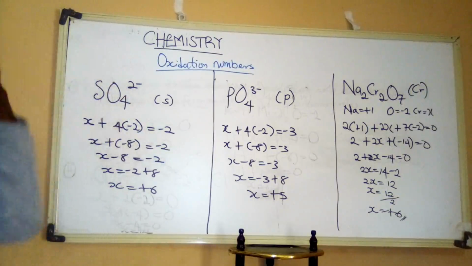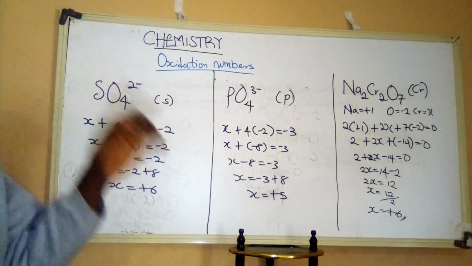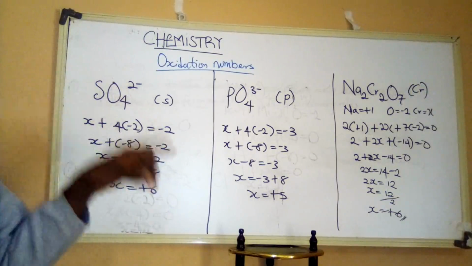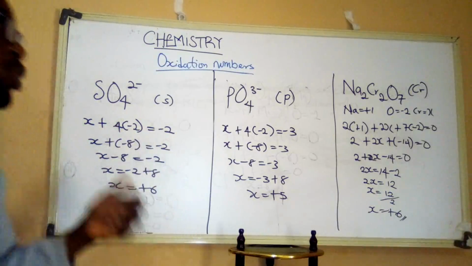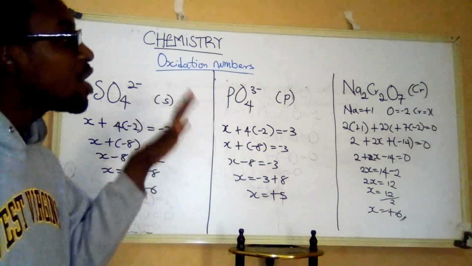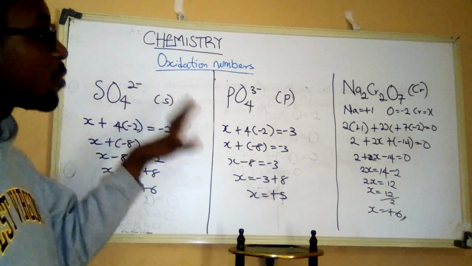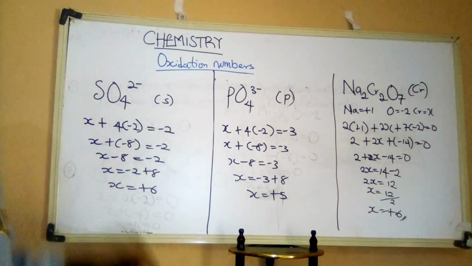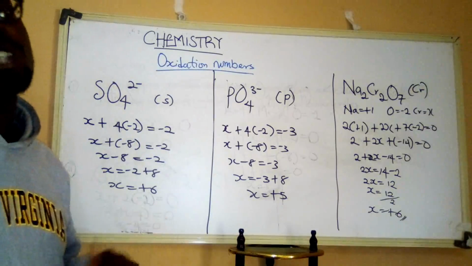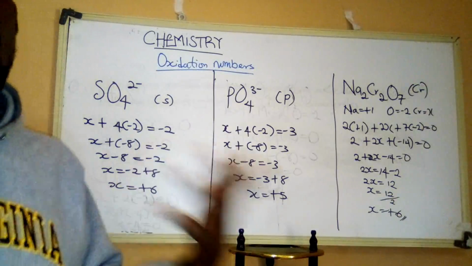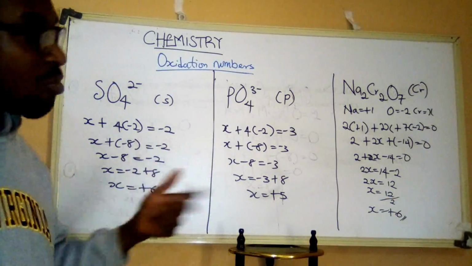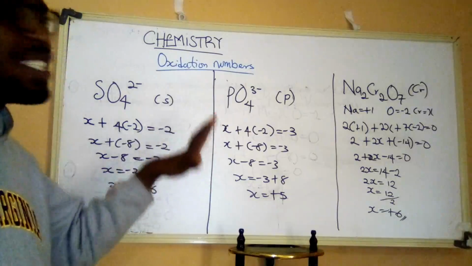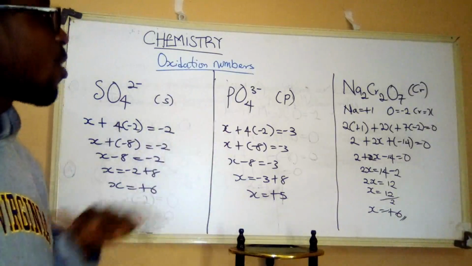Remember, if it is in a free state, the oxidation number is actually 0. However, if it is a compound, the algebraic sum of the oxidation numbers should give you 0. But if it is an ion, then the algebraic sum of the oxidation numbers should be equated to the overall charge. I know you've learned a lot about oxidation numbers. If you have issues with compounds and ions that are giving you trouble, I think you can relate them to me. However, with this, you can solve everything under oxidation numbers.